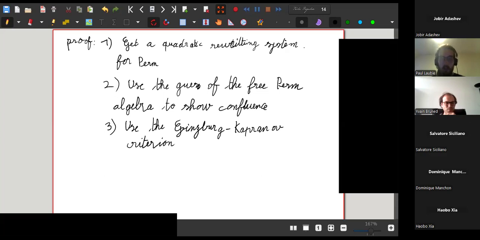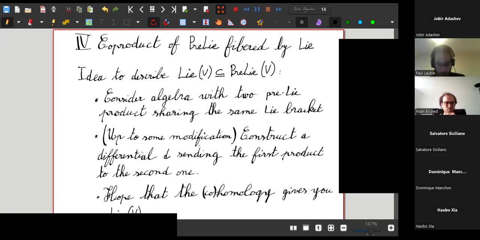So those two steps show causality and show that the guess we have for the free permutative algebra is the correct one. And the last guess allows us to describe the free pre-algebra. All right. Now, time for the coproduct of several pre-algebras over the Lie algebra. So the idea is we want to describe the free algebras that live inside the free pre-algebra.